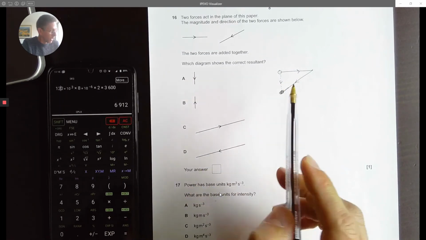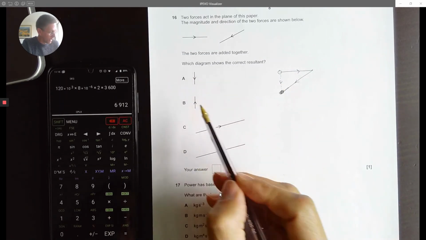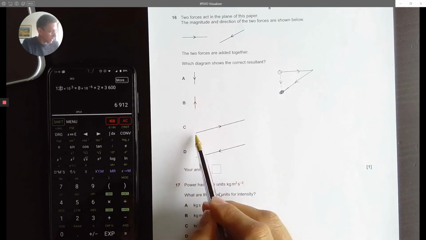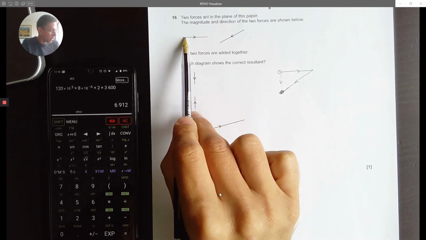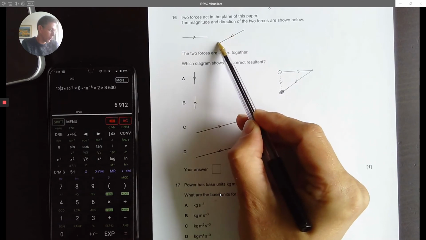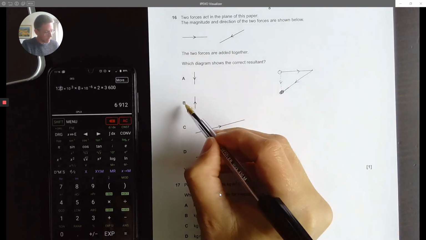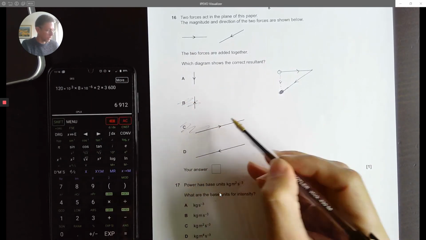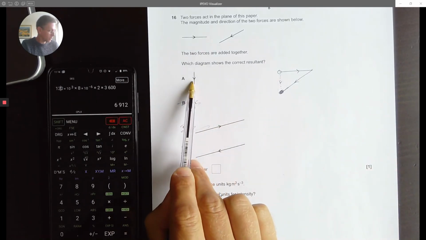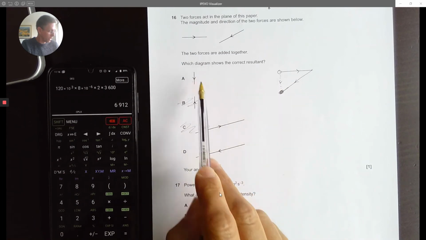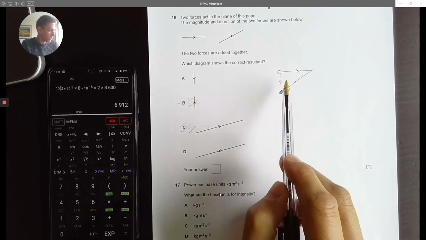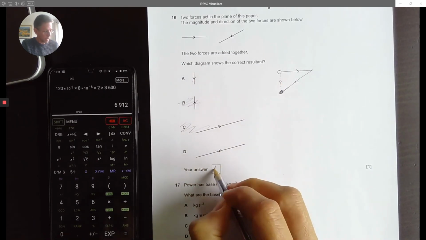It's definitely not B or C, because both of these are going upwards, and this is a horizontal force and this is a downwards force, so there's an overall downwardsness to it. So it's definitely not the upwards B or the upwards C. And when I'm comparing this one or this one, which one of these is most like my little sketch? And clearly it's A. So that's our answer there.